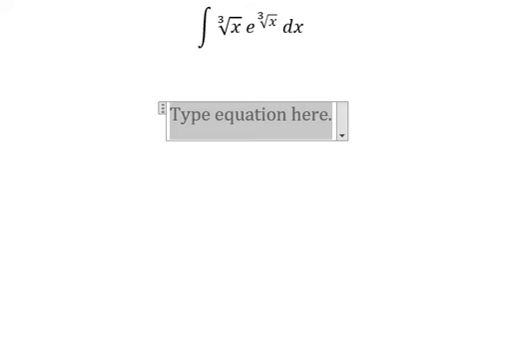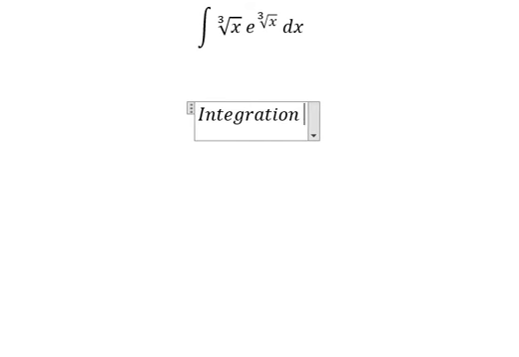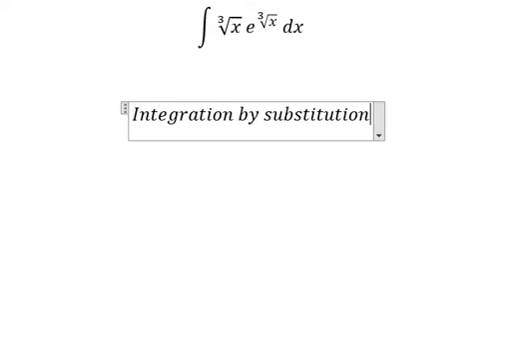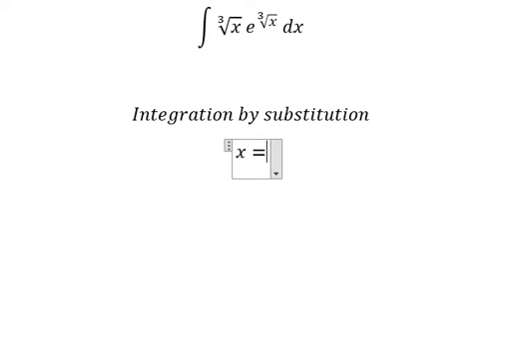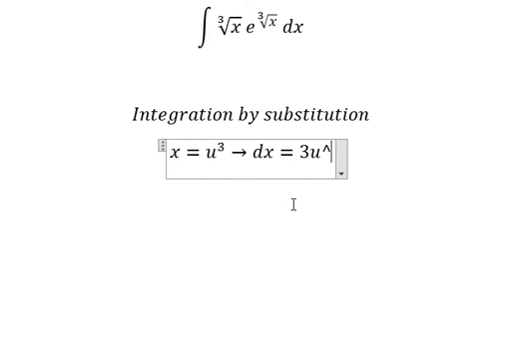We need to use integration by substitution. So I will put s equals u to the power of 3 because I want to cancel the cubic root, so that I need to use this one in here. Next, we need to do the first derivative for both sides, and we have 3u squared du.